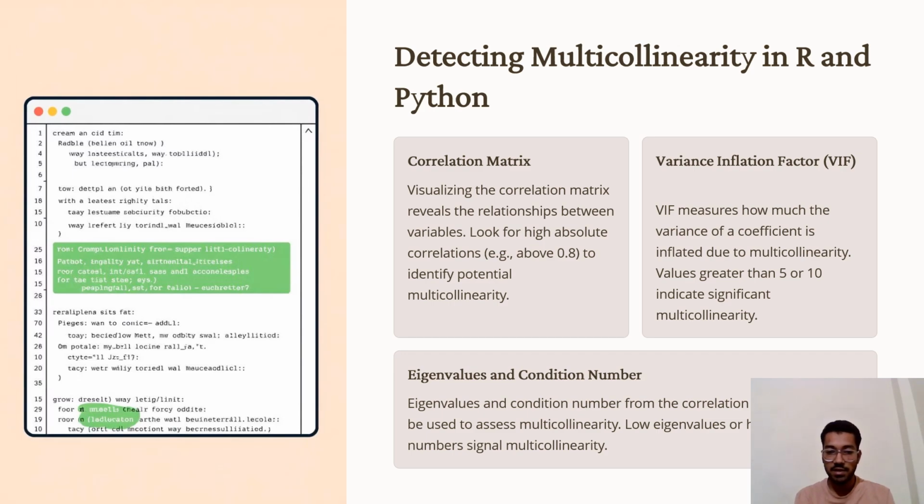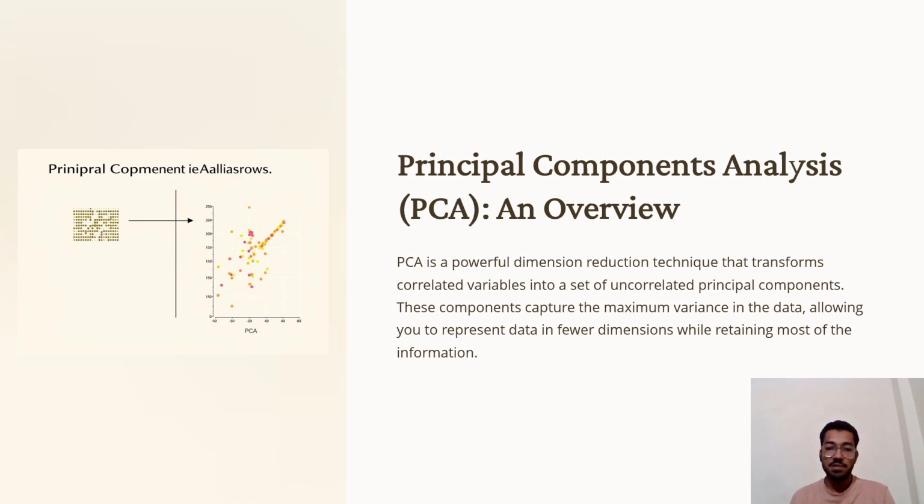Then third is eigenvalues and condition numbers. Eigenvalues and condition number from the correlation matrix can also be used to assess multicollinearity. Low eigenvalues or high condition numbers signal multicollinearity. What is principal component analysis, or PCA for short? PCA is a powerful dimension reduction technique that transforms correlated variables into a set of uncorrelated principal components. These components capture the maximum variance in the data, allowing you to represent data in fewer dimensions while retaining most of the information.